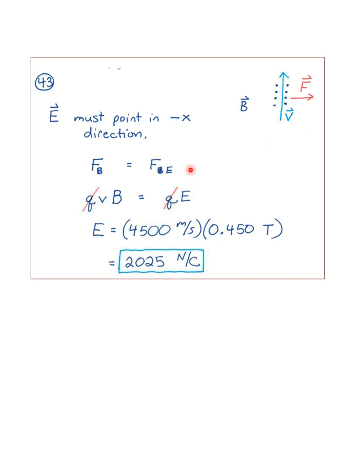Now we need a balance between these two forces. Magnetic force equals electric force. So we have QVB equals QE. The Q's divide out, and you're left with an electric field being equal to V times B, so 4,500 meters per second times 0.450 Teslas. And so we get an electric field of 2025 newtons per coulomb.